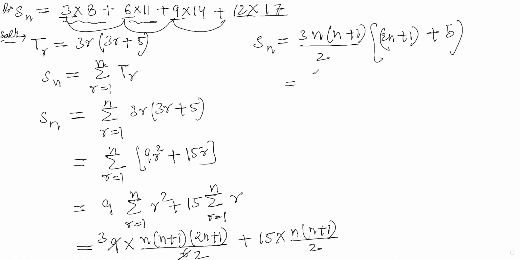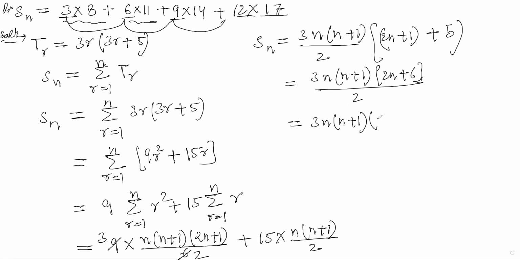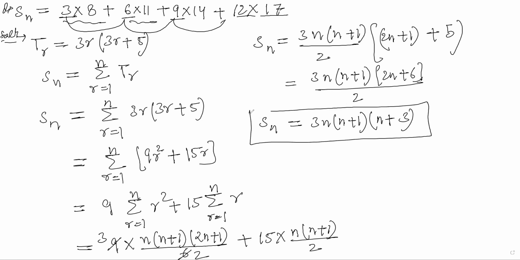So the answer should be 3n into n plus 1, and then we got 2n plus 6 here. Divided by 3. Oh, sorry, 2. We can take 3. I'm sorry. No, we cannot take anything common. Sorry. No, we can. 2. We can take 2 common from 2n plus 6. 2 into 3, 6, yeah. Okay, so it becomes n plus 3. Okay, sir. That's the final answer.